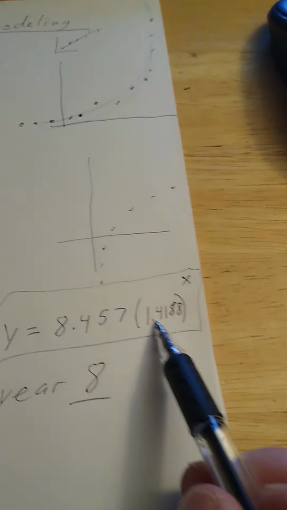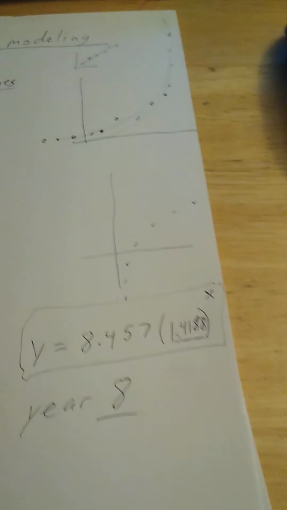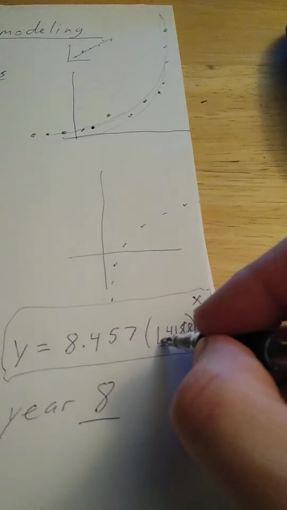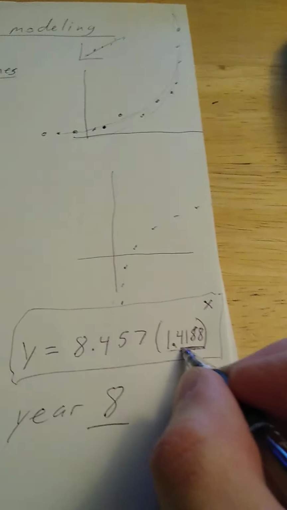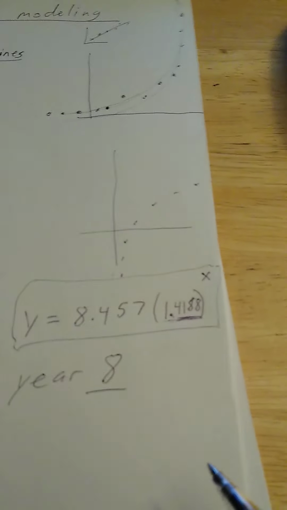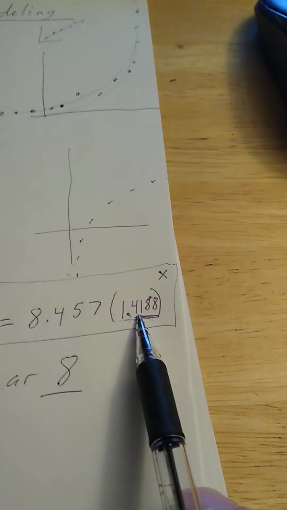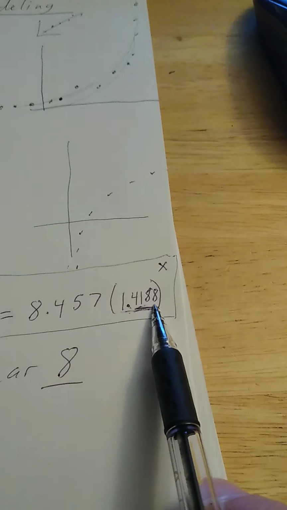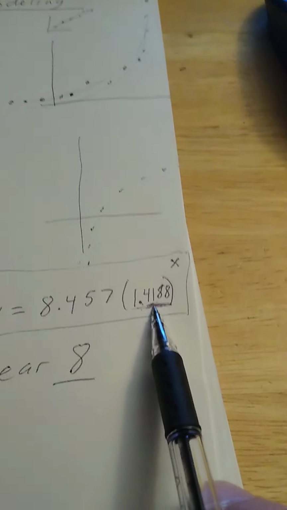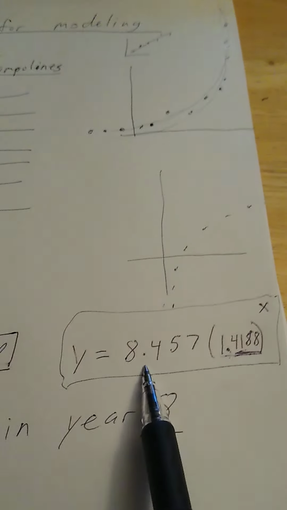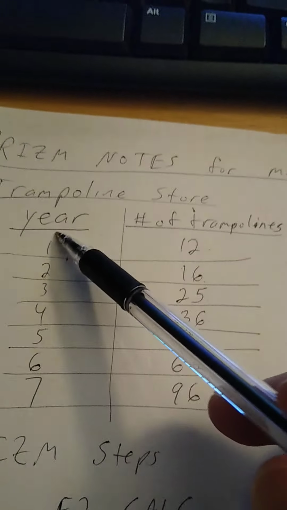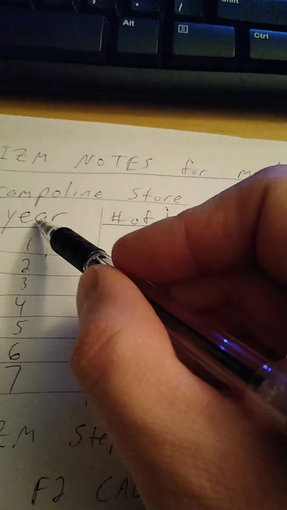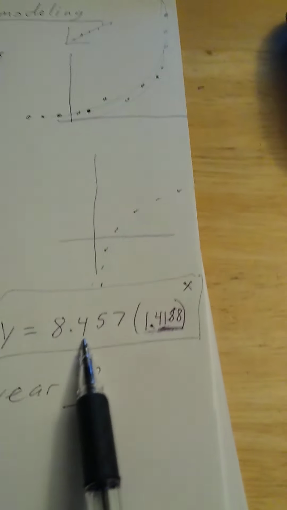A couple of keys of note to tie into the last chapters. Take a look at this b value. We know that b is 1 plus the rate, so we can infer what the rate is. The growth rate of his sales of trampolines is a 41.88% or almost 42% increase. So he's increasing his sales almost 42% year after year. This is the starting value. So if we were to track this back to the beginning of his sales before we started tracking it, almost like the 0 year, the number of trampolines being sold was 8.5.